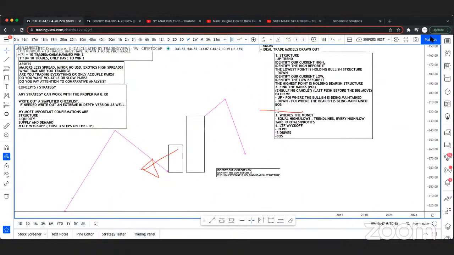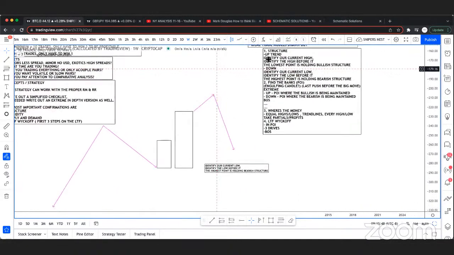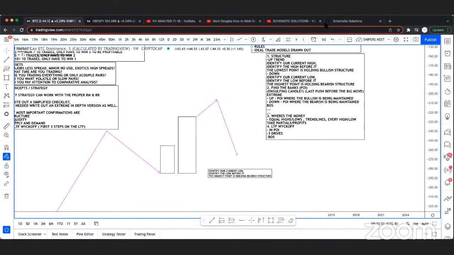So first things first, structure. If we're in an uptrend, I have my rules out. Okay, I'm going to identify my high. I'm going to identify the high before it. And the lowest point in between is what's maintaining that bullish structure. If it's in a downtrend, it's going to be the exact opposite. Number two, I need to find the banks, find the point of interest. This is going to be an engulfing candlestick pattern, the last push down before the move up, or a Wyckoff schematic.